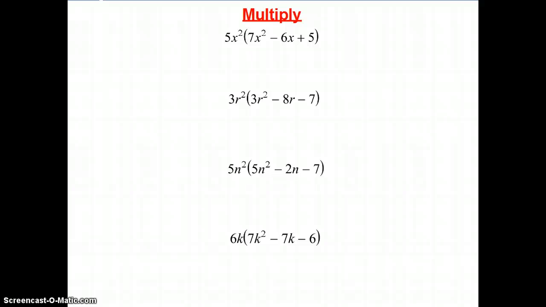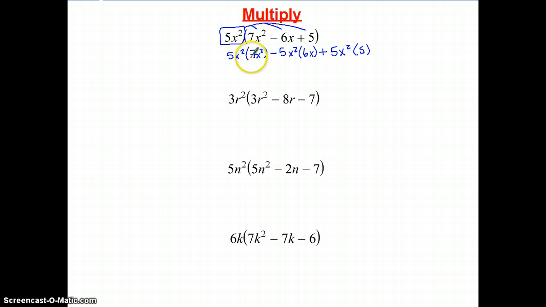We are going to apply a very similar concept here. The only difference is that now instead of simply 2 things in the parentheses, there are 3 terms inside the parentheses. But I still proceed with distribution. I'm going to take my 5x squared and multiply by all 3 terms. So I end up with 5x squared times 7x squared minus 5x squared times 6x plus 5x squared times 5.